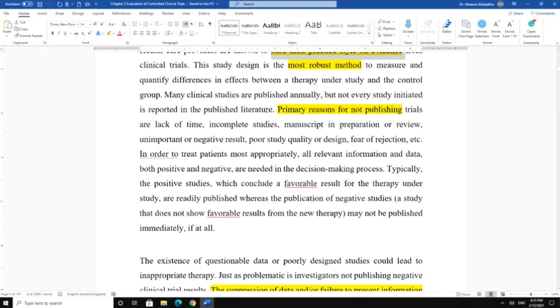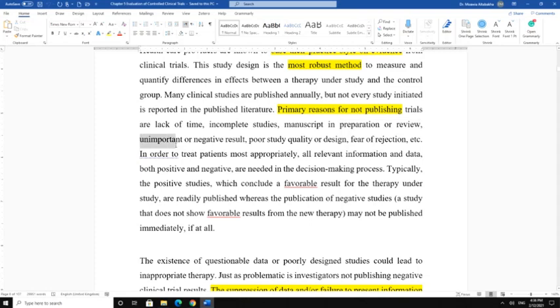So why? The primary reasons for not publishing clinical trial results: one is lack of time. The authors are so busy, they don't have time to prepare the manuscript. Or maybe because the clinical trial is incomplete. So why should I publish? I have not completed this clinical trial. Or maybe it's still under preparation or review. The authors want to publish it, but they are still preparing it. Or maybe they prepared it, but they sent it to the editor and they are waiting for the clinical trial results to be reviewed.